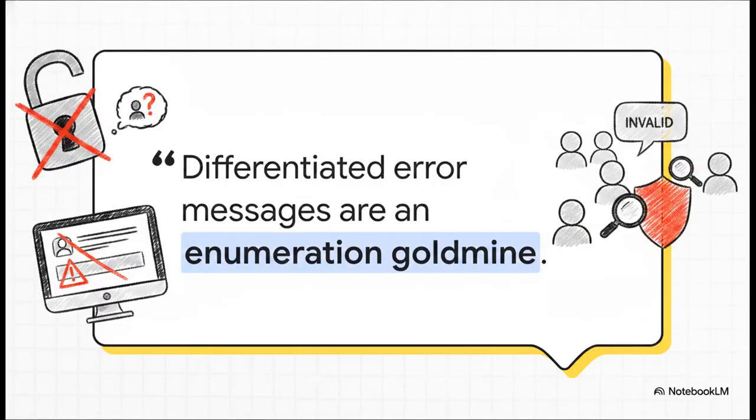And while you're rejecting those bad logins, please heed this quote. Always say invalid username or password. Differentiated error messages are an enumeration goldmine. Never tell the user, or more importantly, the attacker, which half of the equation was wrong. If your system says password incorrect, well, you've just confirmed to the attacker that the username definitely exists in your system. They will take that valid username and attack it relentlessly. Keep your error messages perfectly generic.